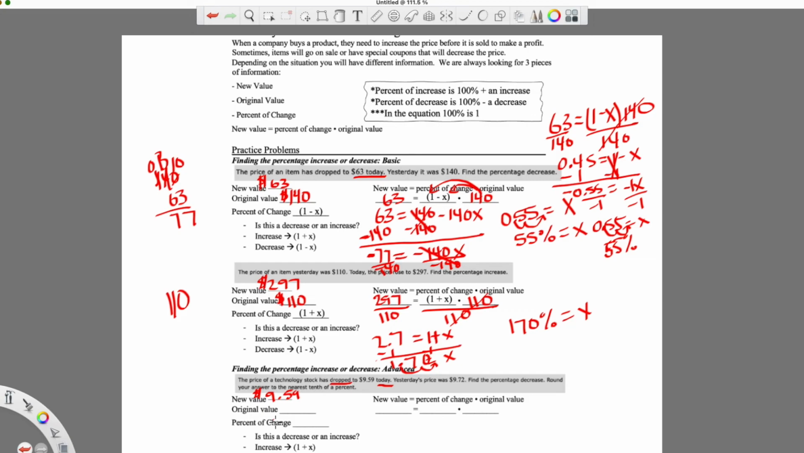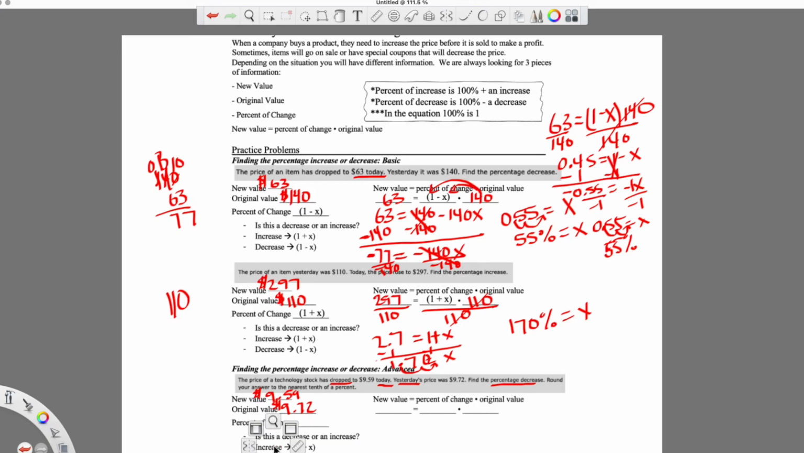Now, if I read the second sentence, yesterday's price was $9.72. Okay, yesterday, that's the past. So that's a keyword. So it was $9.72. That's my original value. If I bought it in the past, the most recent past, which would be yesterday, it would be $9.72. So find the percent of decrease. We already knew it was a decrease because it dropped, right? So percent of decrease, and they're asking us to round to the nearest tenth of a percent. So we're going to end up with kind of a funky decimal in this one. We're at the longer decimal, and we're going to have to round it. So since we know it's a decrease, and I kind of cut it off a little bit here on the bottom.